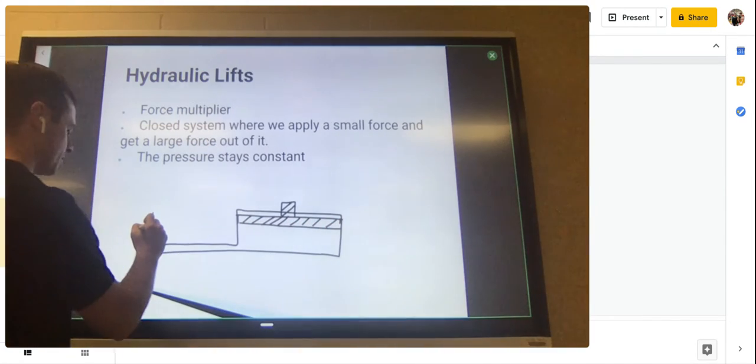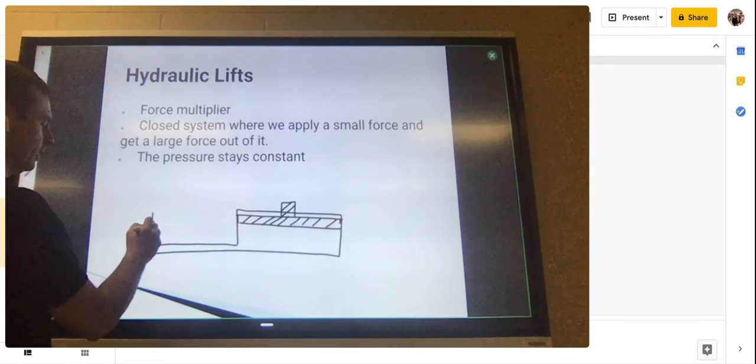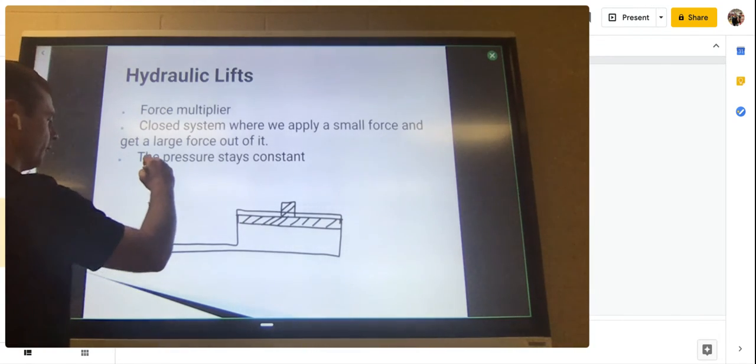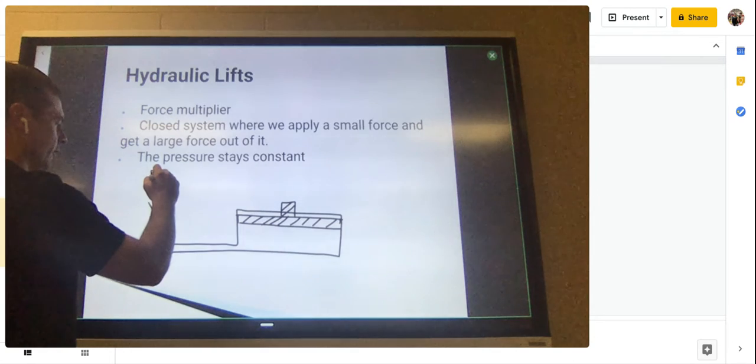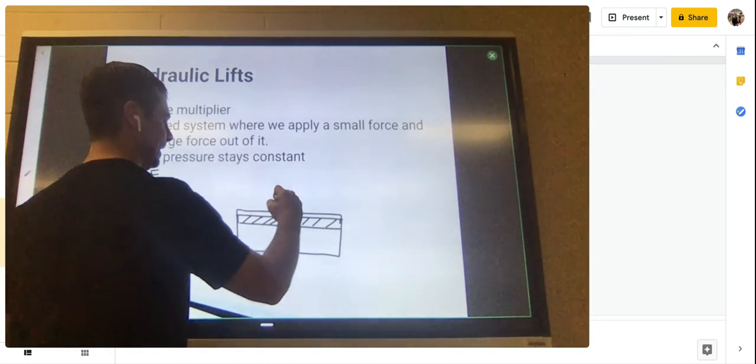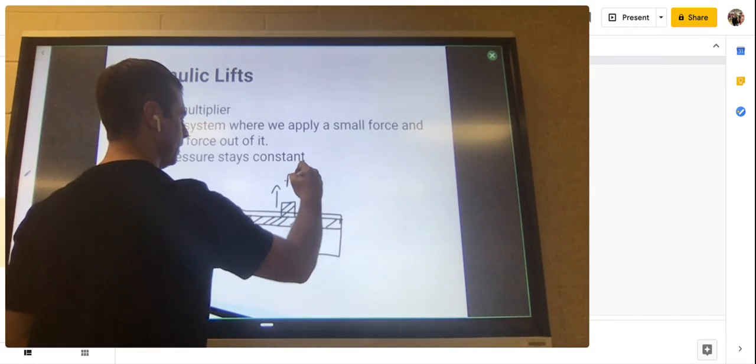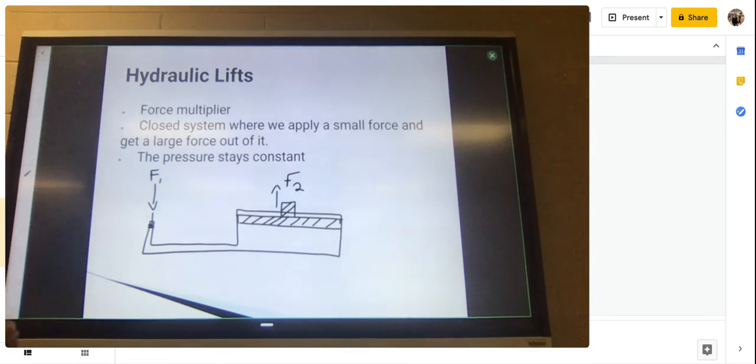All right, so we have this really little piston over here. We're going to push down with a force. We just call this force 1. And what we get is a really big force over here on that one.